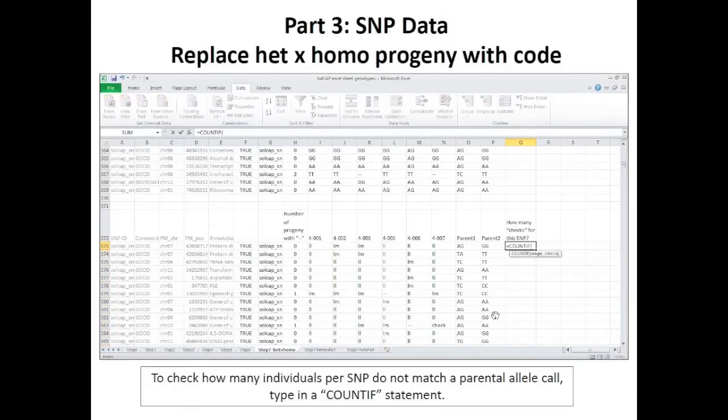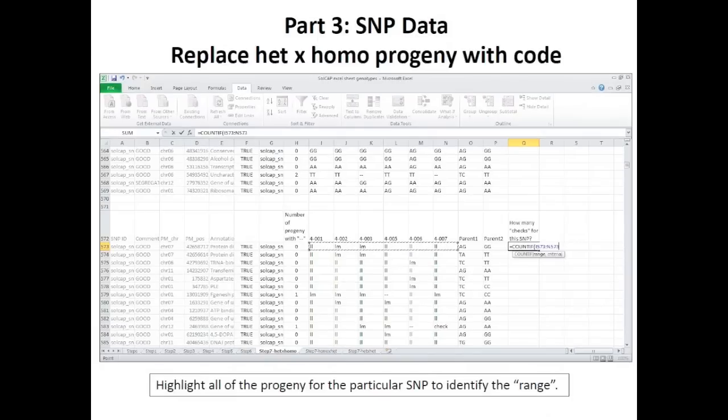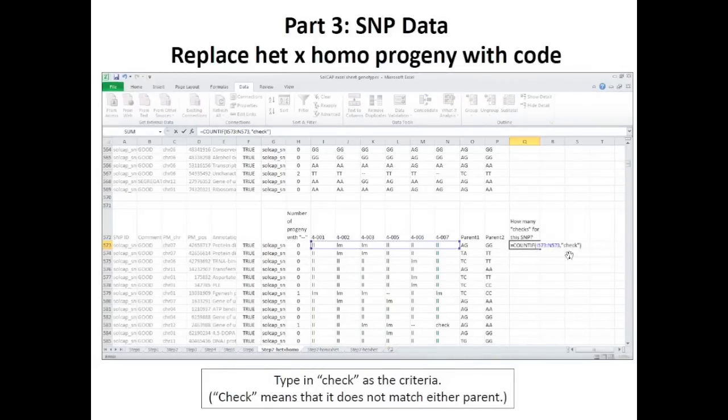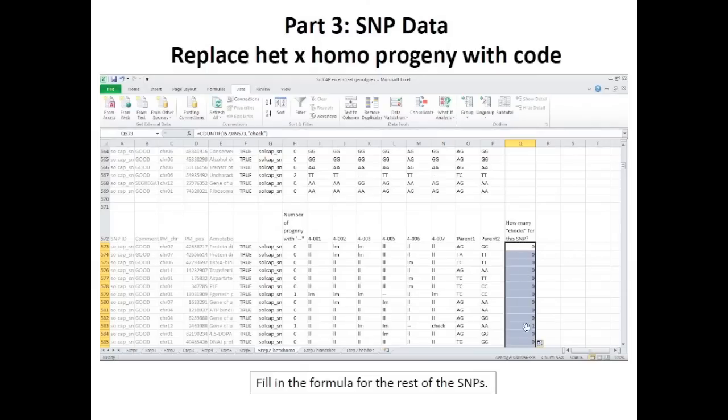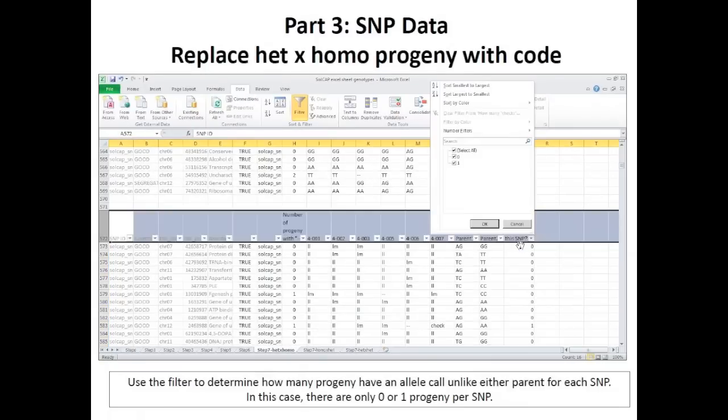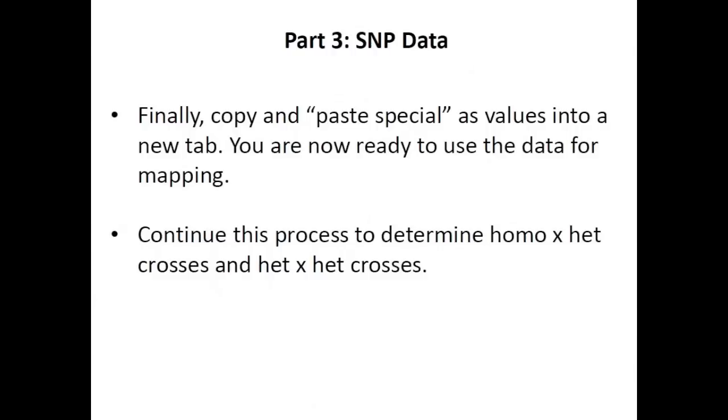So now I want to check how many individuals per SNP, the SNPs are along here, do not match either parental allele call. So then I type in another COUNTIF statement, so equals COUNTIF, and my range is the progeny, and the criteria is the word check. And I fill this in all the way down. And again, using the filter function, we can see what our maximum is, and our maximum is 1. So finally, you want to copy and paste special as values into a new tab, and you're now ready to use or manipulate the file further for mapping.